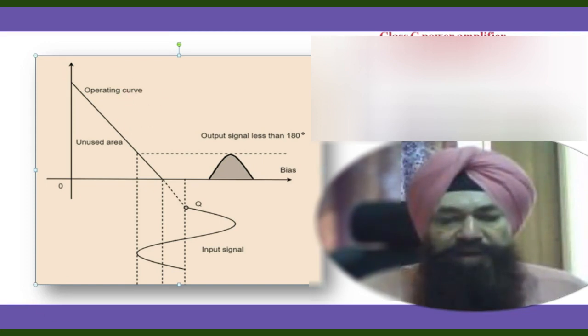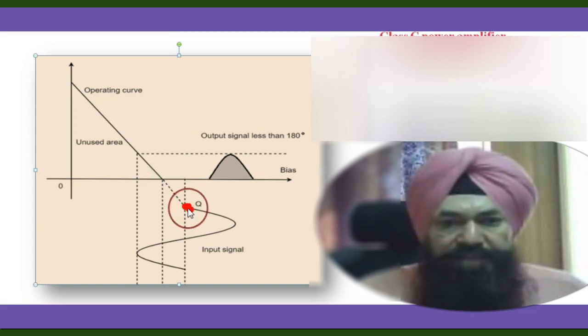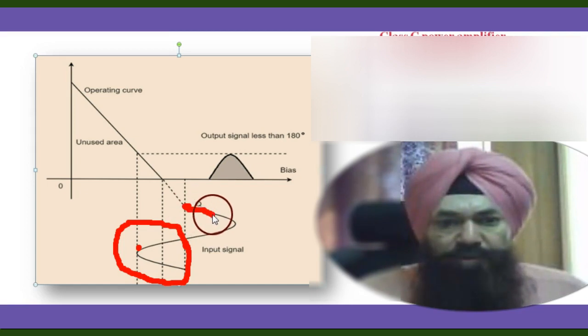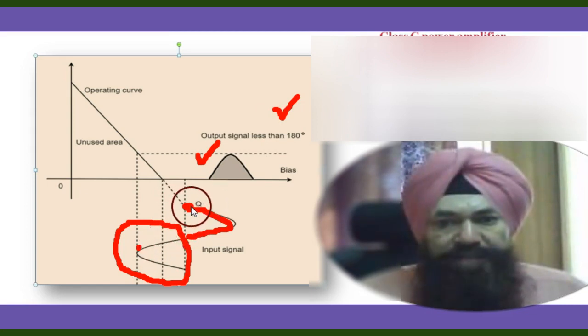Now in a class C amplifier, the Q point is here. In class B it was here, in class C it is here. Now when the input signal comes, from here to here there will be clipping. Only a small part of the signal appears in the output, so the output signal is less than 180 degrees. Some part is clipped if the Q point is here. This is called a class C amplifier.